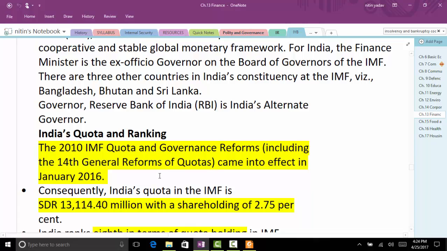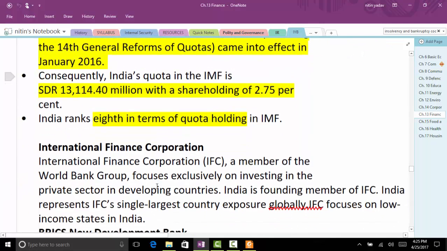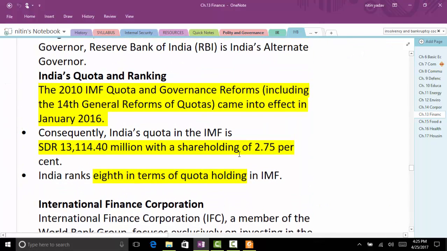So China got the highest increase in quota in the last reforms. India also, in the same way, has increased its quota. So it says shareholding is now 2.75%. Though it increased by point five something, somewhere around there, its ranking is eighth in total. So just remember this when you talk about IMF reforms. So this is one point: the quota reforms that have happened.